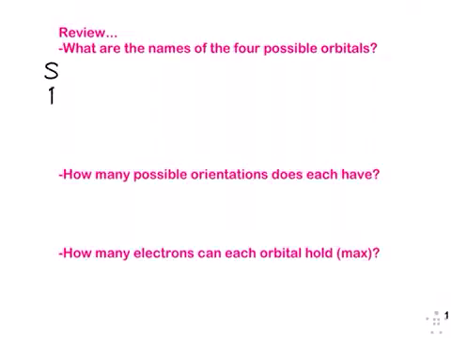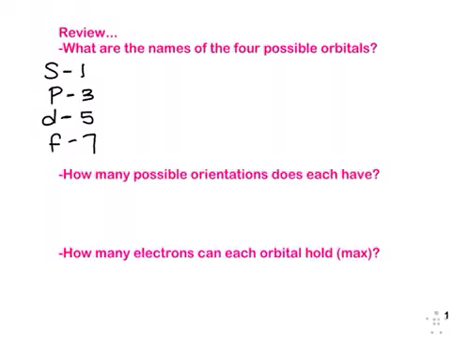Good. S, P, D, and F. And how many possible orientations does the S orbital have? 1. Good. And how many possible orientations does the P orbital have? 3. Good. The D orbital would have how many? 5. Nice work, Cora. And the F orbital? 7. Good. So then how many electrons can each orbital hold?